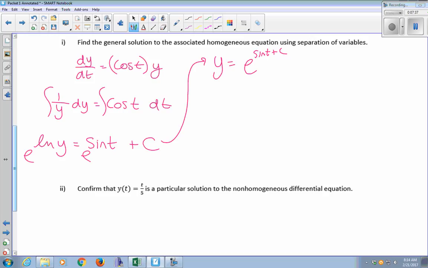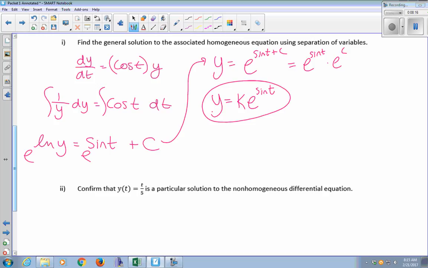But then there was that fancy little trick that we use a lot, right? That we can actually rewrite this as e to the sine of t times e to the c, because when you multiply like bases, you would add the exponents. So we're using that rule backwards. And then e to the c is just another arbitrary constant. So this becomes y equals, we'll call it k e to the sine t. So that is just step 1. That's the solution to the associated homogeneous equation.